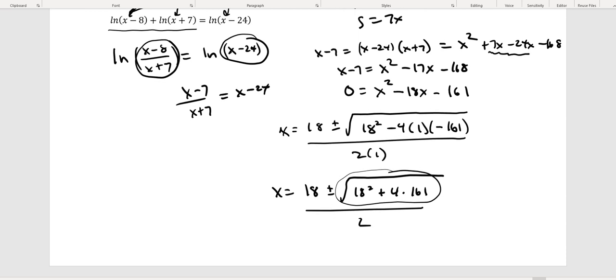Again, the purpose of these examples is to help give you an idea of how to solve logarithmic equations. I hope that this has done that for you.